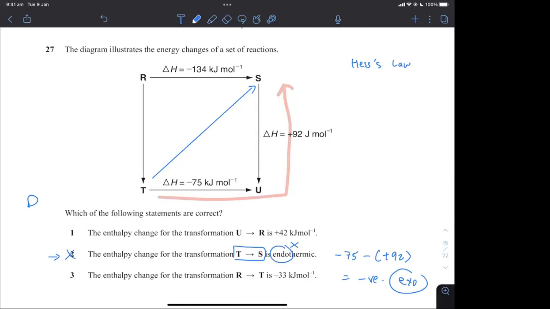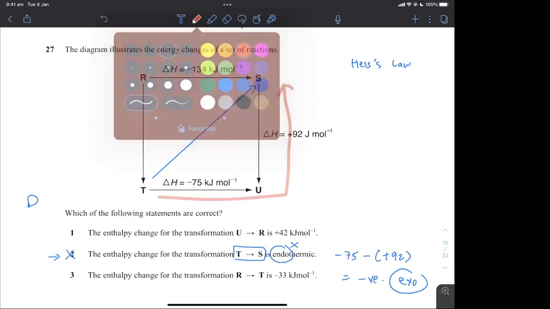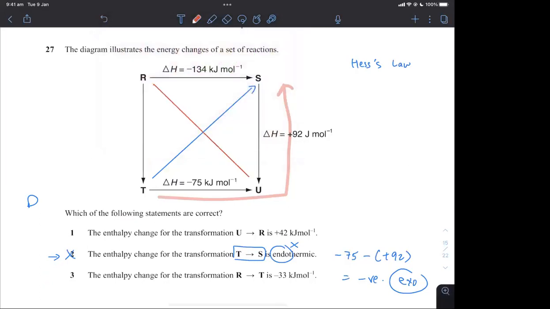Okay, next question. I mean, I can show you why number 1 is correct, I guess. If you want, U going to R. If you really want, U going to R. So I get this because number 2 is wrong. There can only be one correct answer. But if you want U going to R, you can go similarly.